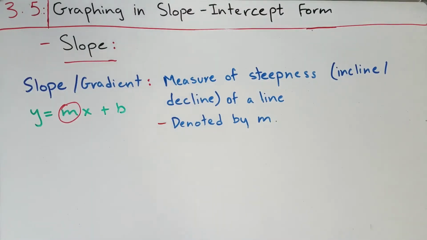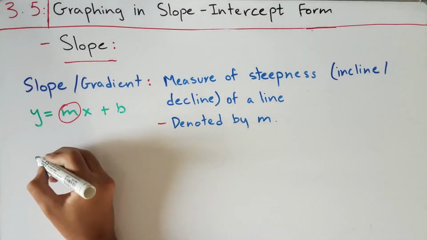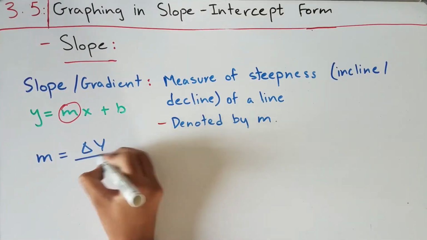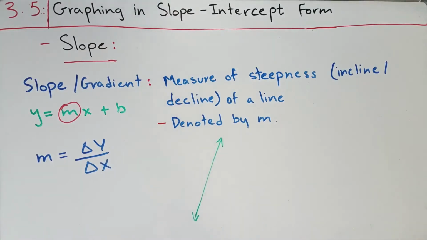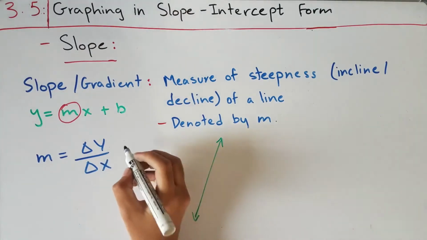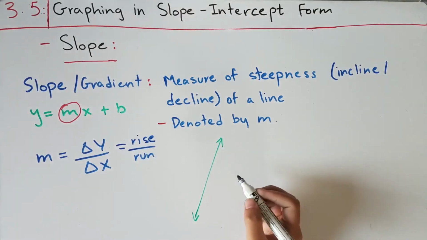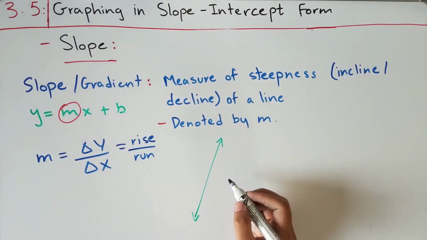Now in mathematical terms, the slope of a line is represented by the letter m, and that m is represented as the change in y over the change in x. In general terms, the change in y over the change in x can also be represented as the rise over the run, which are some general terms to understand the slope of a line better.